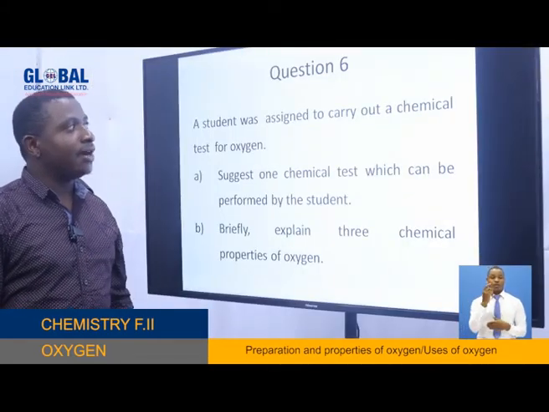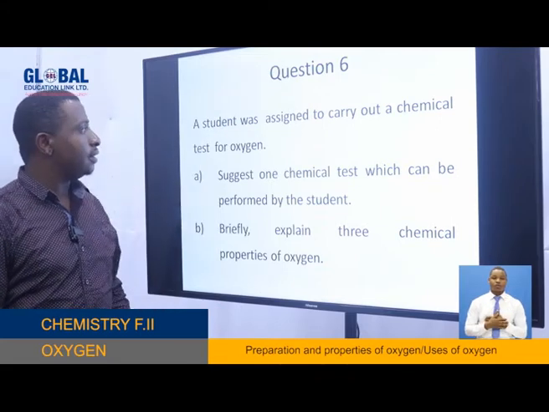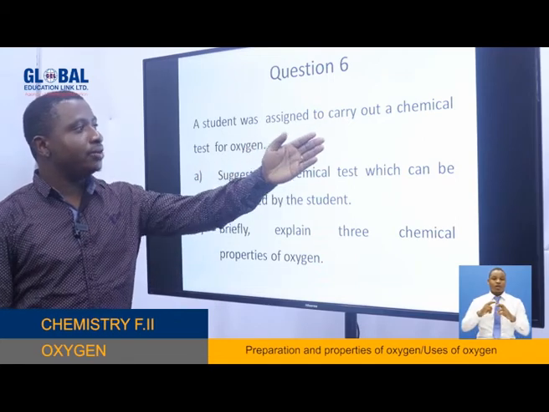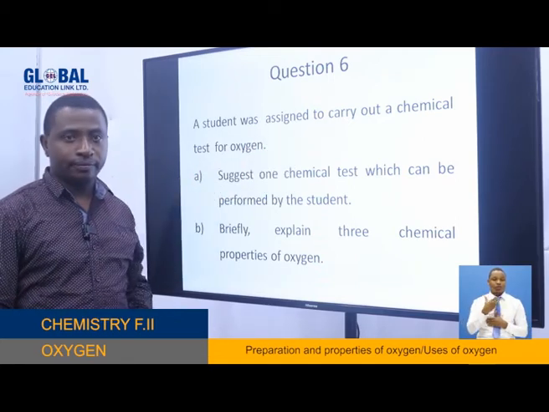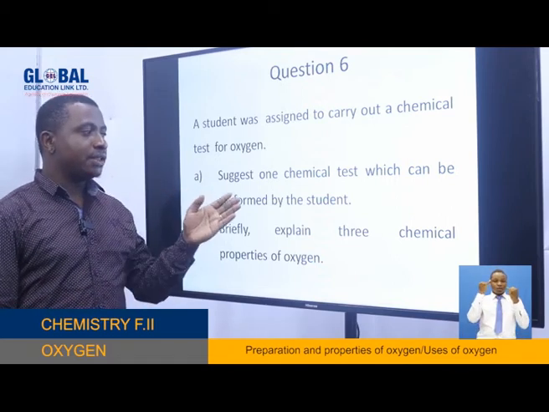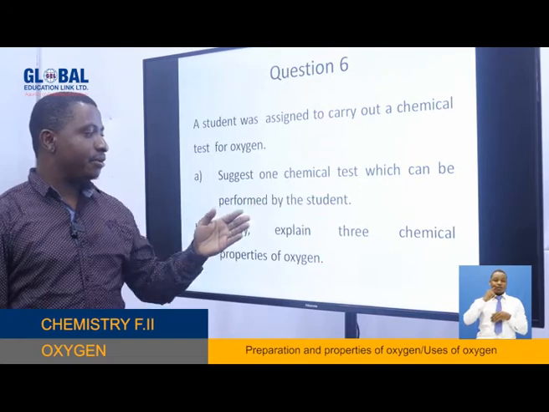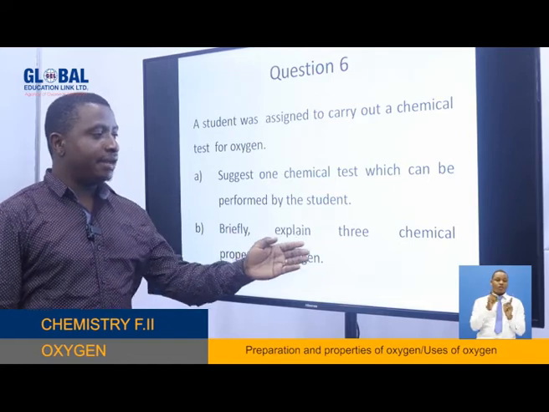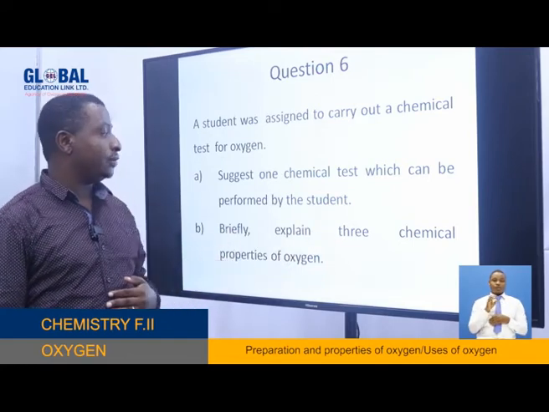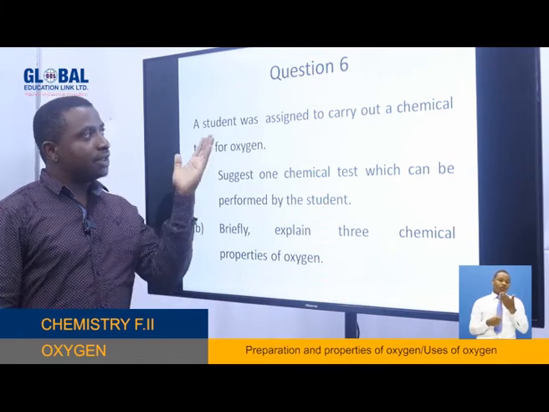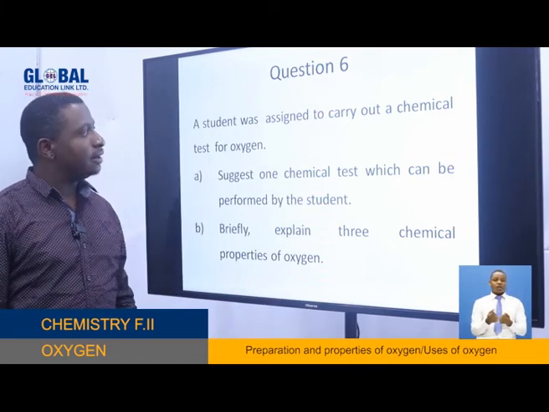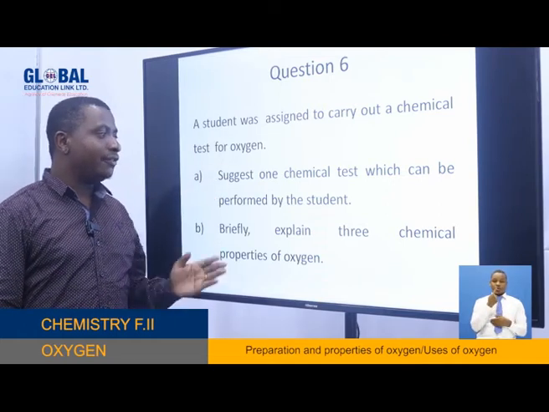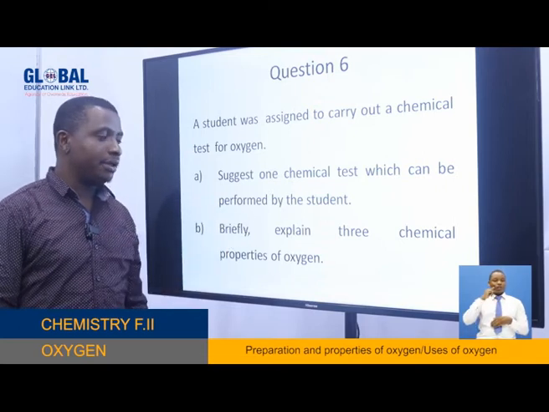Dear students, now let us go to question number 6. The question states, a student was assigned to carry out a chemical test for oxygen. A. Suggest one chemical test which can be performed by the student. B. Briefly explain 3 chemical properties of oxygen. Now, dear student, this is a kind of question that can be asked, that a student was assigned to carry out a chemical test for oxygen. You have to suggest one chemical test which can be performed by the student.